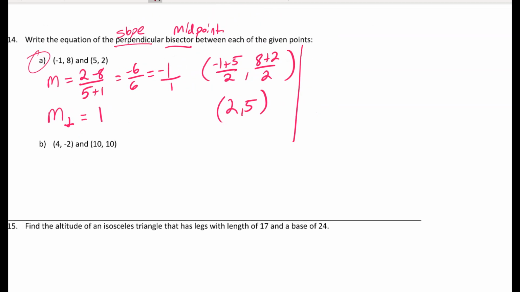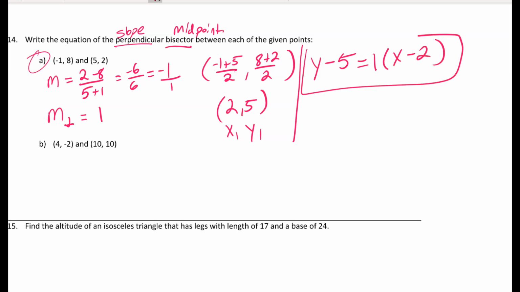Again, I'm going to plug straight into point slope form with my x1 and my y1 as that 2 and 5. So y minus 5 equals my slope times x minus x1, which is 2. Again, you could rearrange this if you really want to, and you get y equals x plus 3, but there's no reason to because they did not ask us for it.